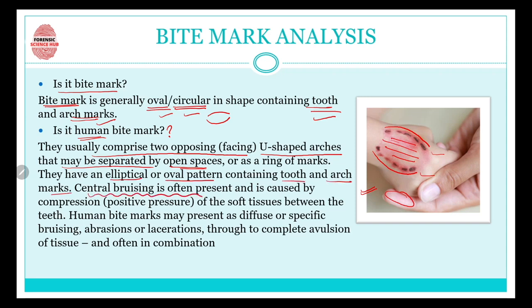Central bruising is often present. Here you can see the central red area, and it is caused by compression, positive pressure of the soft tissue between the teeth. A human bite mark may present as diffuse or specific bruising, abrasions, lacerations, through to complete avulsion of the tissue, and often in combination. So a human bite mark may have bruises, abrasions, lacerations, or even complete avulsion. Complete skin has come out. That is also a possibility.